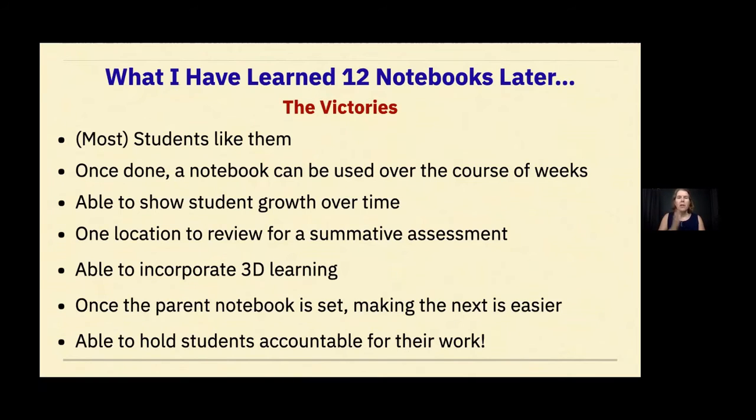I really loved being able to see how kids progressed over time. Notebooks are formative assessment pieces. These are not summative assessments. I was still giving a test, even though we won't talk about how I gave tests this year. That was sad. There's a lot of incorporating of 3-dimensional learning. So if your school is embracing NGSS or whatever your state has adopted, you can really bring it into the notebooks. And the big thing is that it holds them accountable for their work.